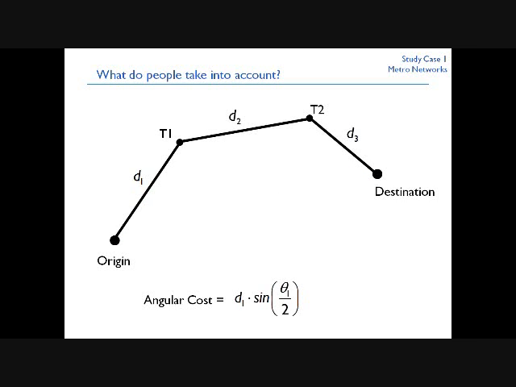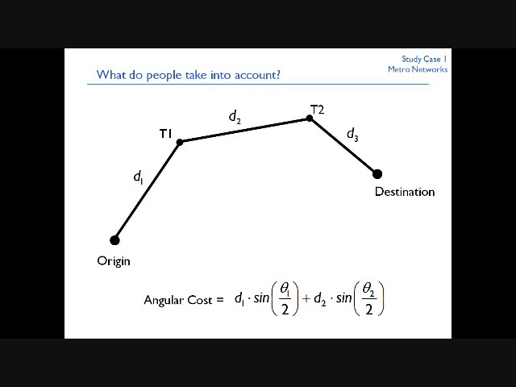Once we're in the first transfer station, again, we would like to go direct to the destination. Once again, we can't. We have to pass through a second station. So there's a second angular penalty here that comes with the second term of the angular cost. And then once we are in the second transfer station, we can finally go direct to the destination, so there's no third penalty term. Okay, so that's how we define the angular cost.